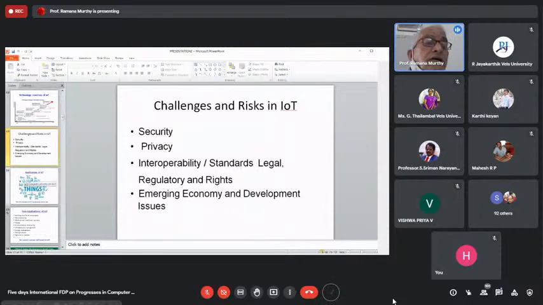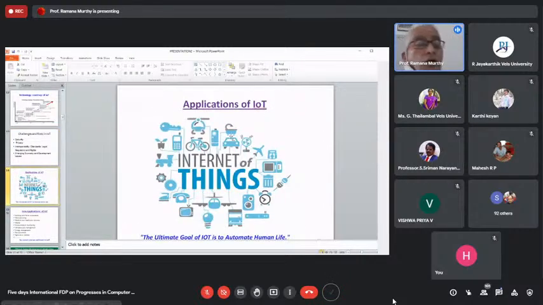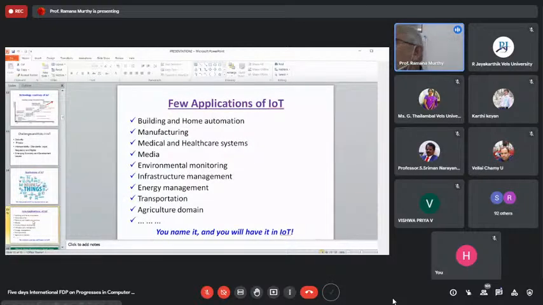Then next you have how you are going to apply this. I will cite a few applications, because everywhere in the universe you can apply this IoT. The applications include smart buildings, building and home automation, manufacturing, medical and healthcare, media, environmental monitoring, infrastructure management, energy management, and then transportation as well as the agriculture domain.